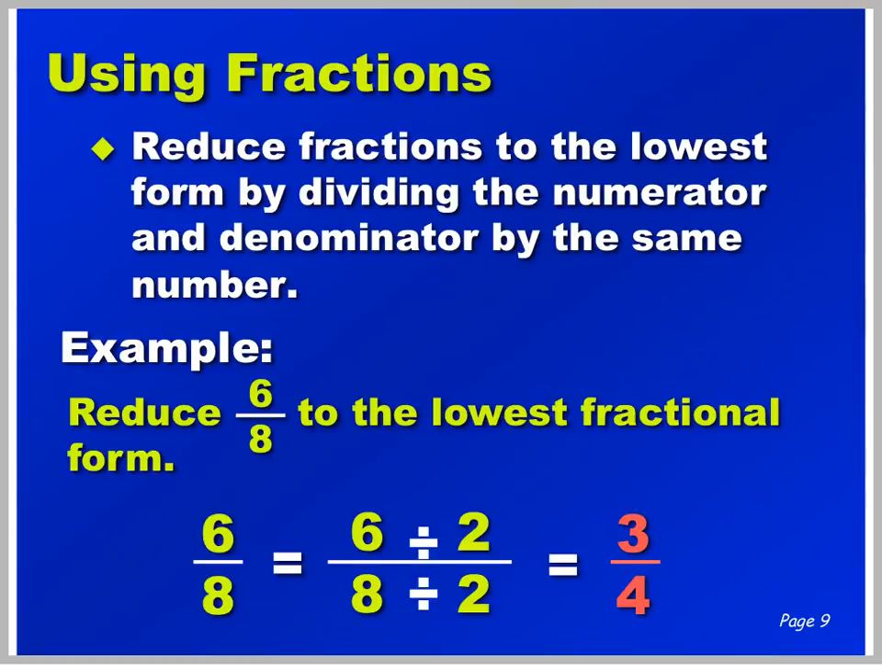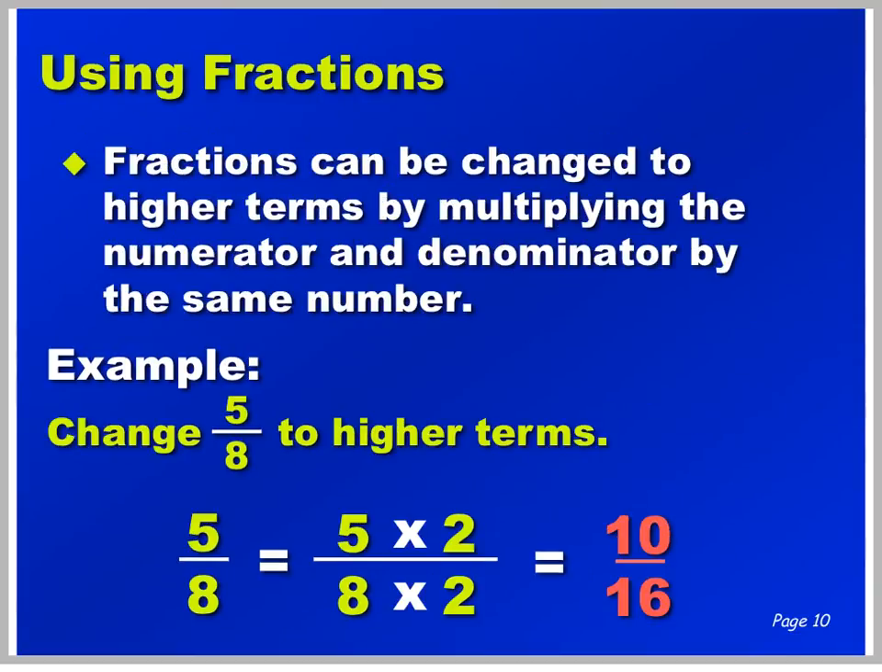Reducing fractions to their lowest terms is done by dividing both the top and the bottom number by the same number without anything being left over. As shown here in 6/8, we can divide both the top and the bottom by 2, which will equal 3/4. Same goes for changing a fraction to higher terms, as shown here in 5/8. Simply multiply both the 5 and the 8 times 2, and we end up with 10/16.